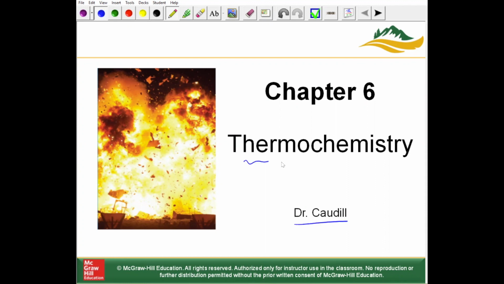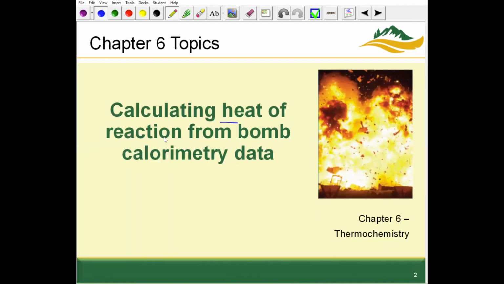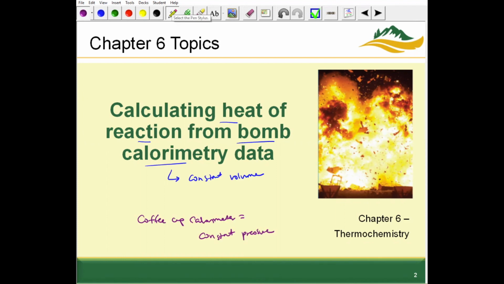We're going to continue on in Chapter 6. The next topic in Chapter 6 is calculating heat of reaction, now from bomb calorimetry data. So far in Chapter 6, we've done examples with a coffee cup calorimeter. That's when we're working with a calorimeter at constant pressure. Now, for a constant volume calorimeter, we're going to come back and do examples with a bomb calorimetry style problem. We've talked about bomb calorimetry, but now we're going to do a practice problem with it.